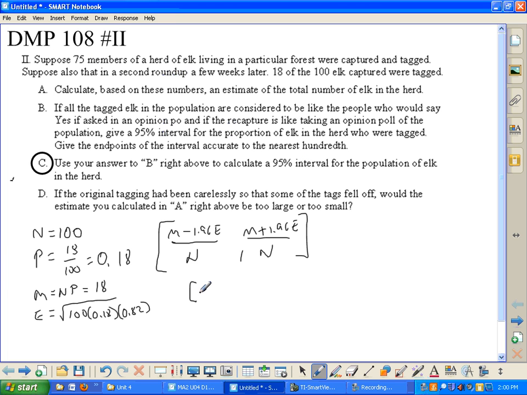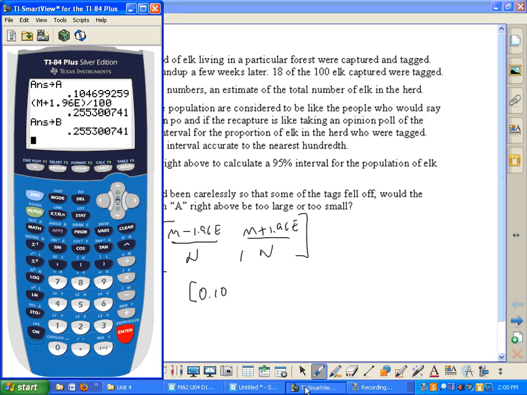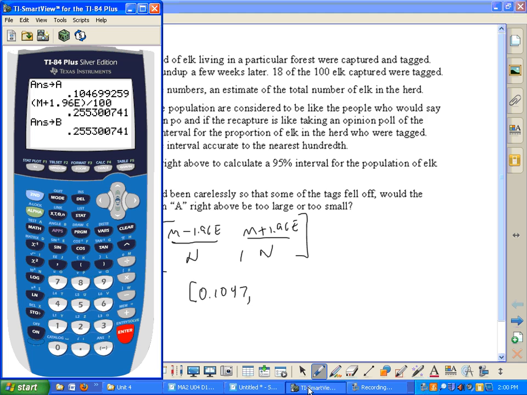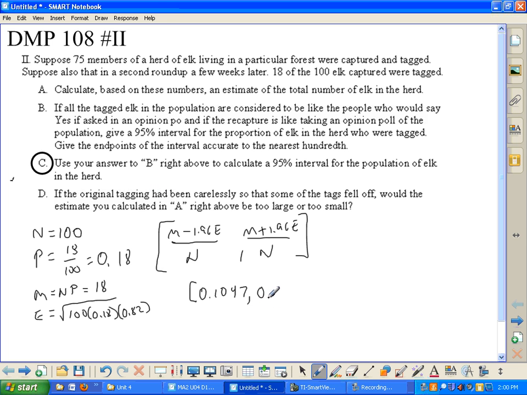So that is somewhere between 10.47% and 25.53%. So there's our 95% confidence interval for the percent of elk that have tags on them. So now to find the interval for the population of elk in the herd, we're going to take our total number that actually have tags, which is 75, and we're going to go 75 divided by the population.